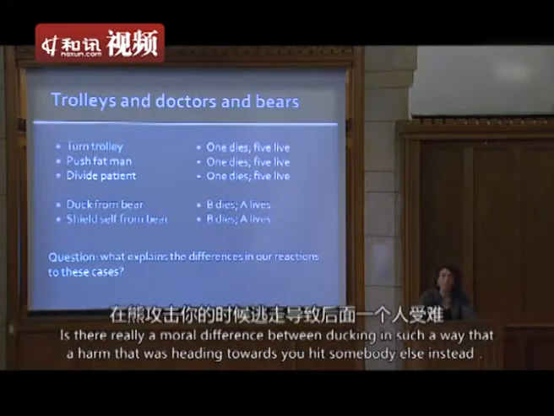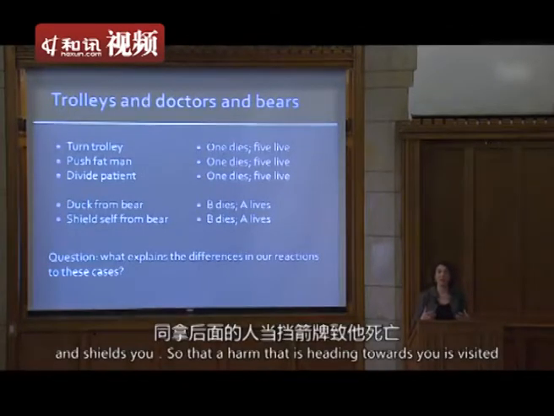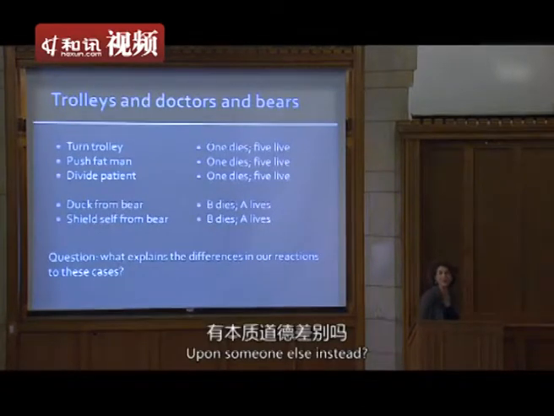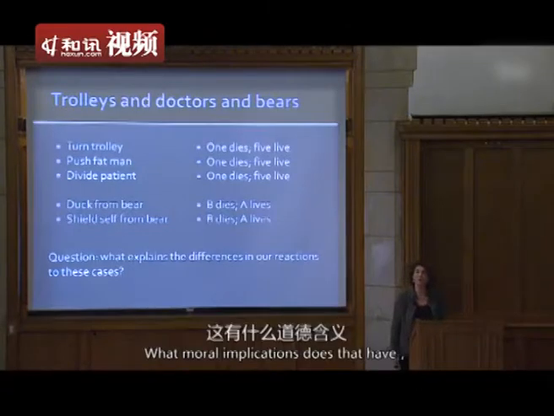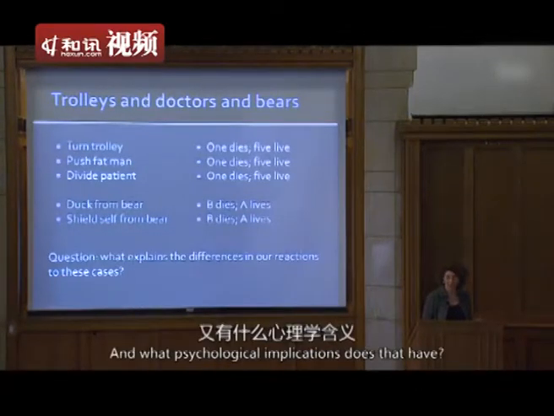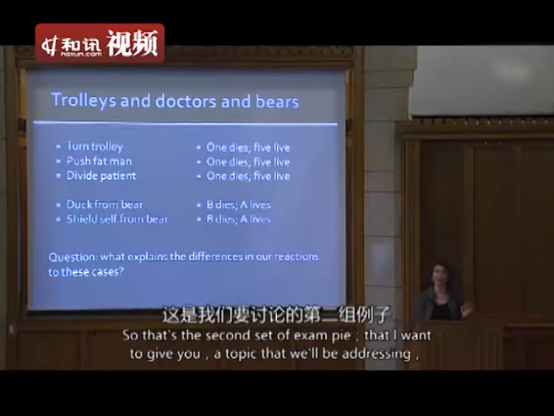Is there really a moral difference between ducking in such a way that a harm that was heading towards you hits somebody else instead, and shielding so that a harm that is heading towards you is visited upon someone else instead? What is it that explains the differences in our reactions in these cases? What moral implications does that have? And what psychological implications does that have? So that's the second set of examples that I want to give you of a topic that we'll be addressing.